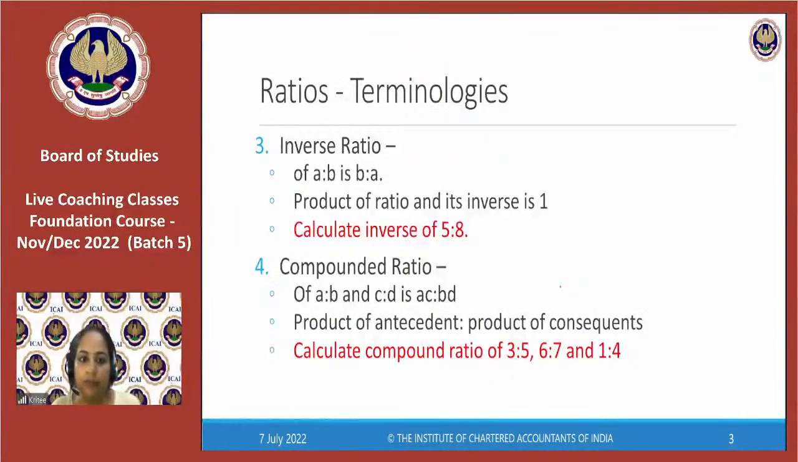The other term that we use in ratios is inverse. So inverse in general is a ratio that will give me the product 1 when multiplied with the ratio itself. The inverse ratio is the number or the kind of ratio that, when multiplied with the original ratio, gives the product as 1. It's a kind of reciprocal, if you understand the term reciprocal.